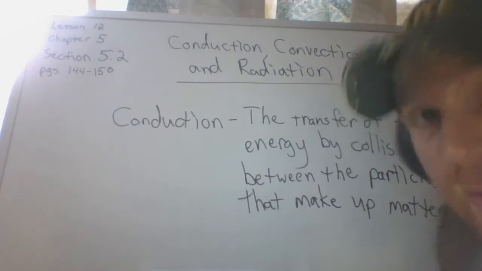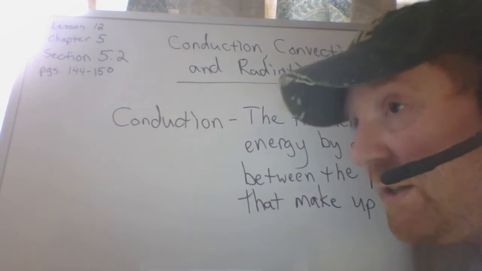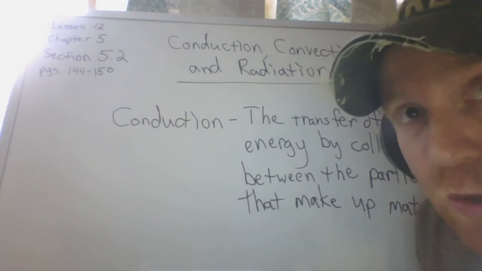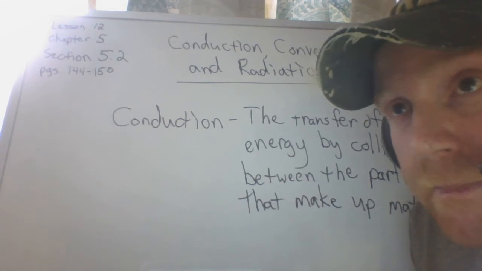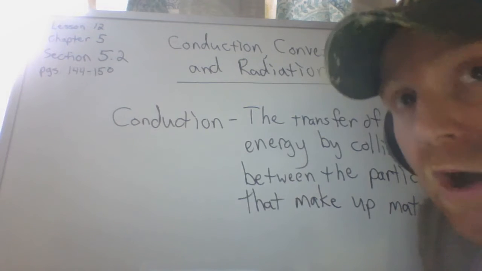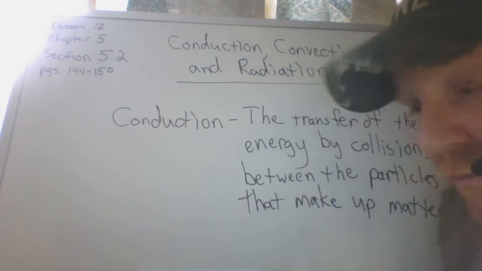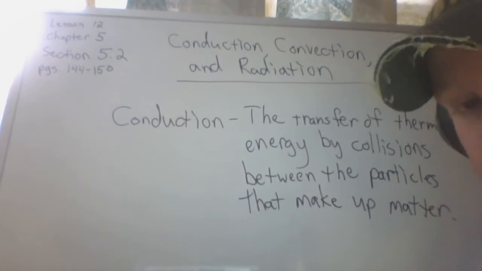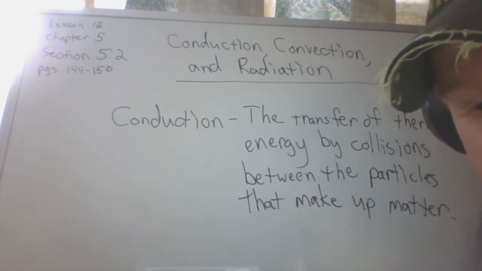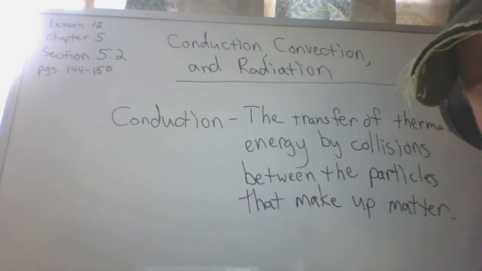Another example, I was thinking, my daughter's just made omelets. You put a metal pan on the stove. The touching of the metallic objects from the burner to the pan is a transfer of energy through conduction. Next is convection.